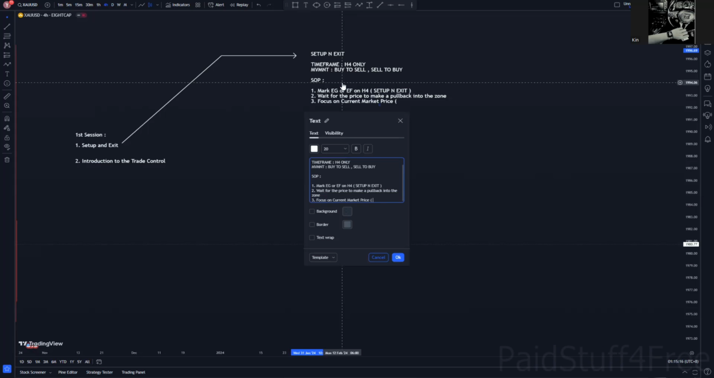Which we can call our CMP. All right, so different brokers have different H4 candles. So how do we approach this? Okay, just mark whatever you see.